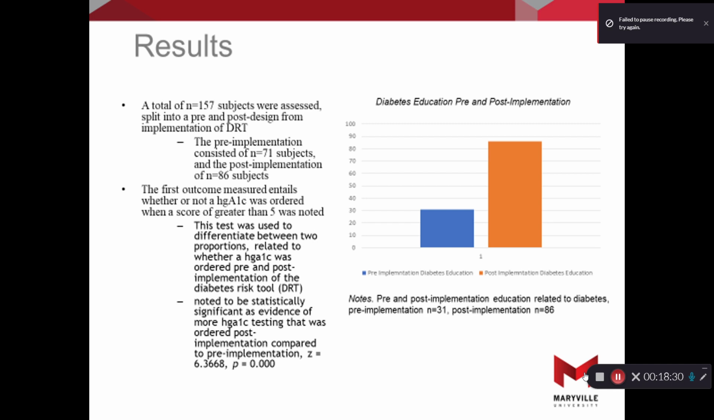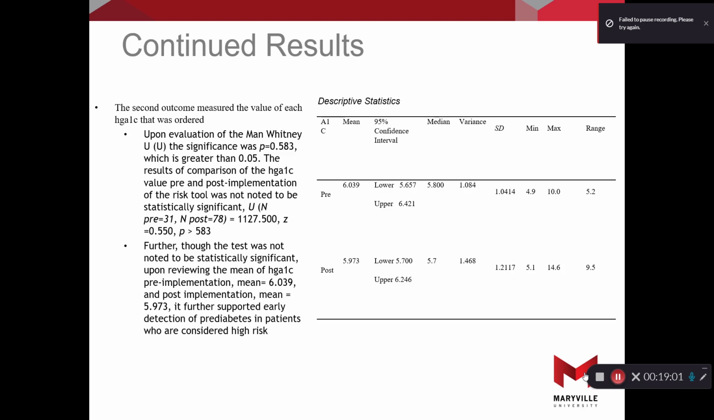So 71 subjects were analyzed as discussed, and only 31 were educated. As you can see in this graph over here, only 31 were educated on diabetes. But when compared to the post-implementation, 86 subjects were analyzed and all of them were educated. So the post-implementation involved the implementation of the DRT. As you can see in this pre-process, fewer patients were educated compared to the post-process. So that's also another positive result that we got from this test.